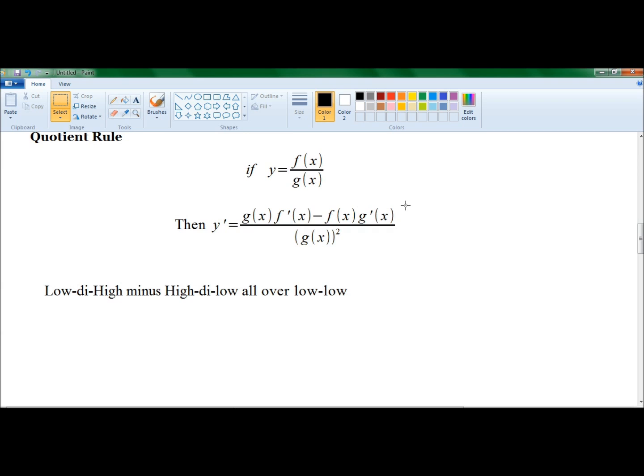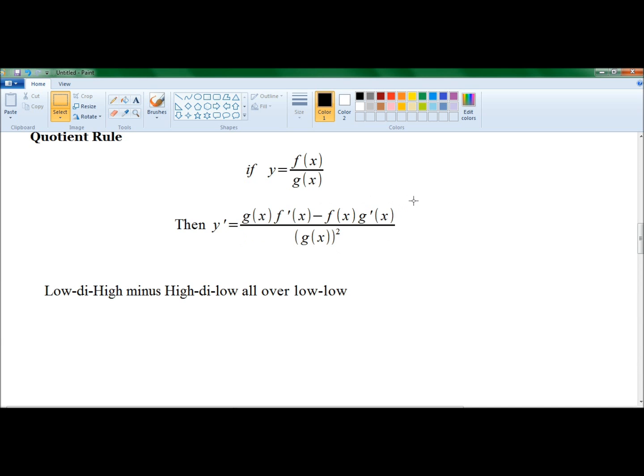Okay, so the only other rule that you have to remember from this particular lesson is the quotient rule. So if y can be described as a quotient of two functions, f of x and g of x, then y prime is equal to g of x times f prime of x minus f of x times g prime of x, all over g of x squared.